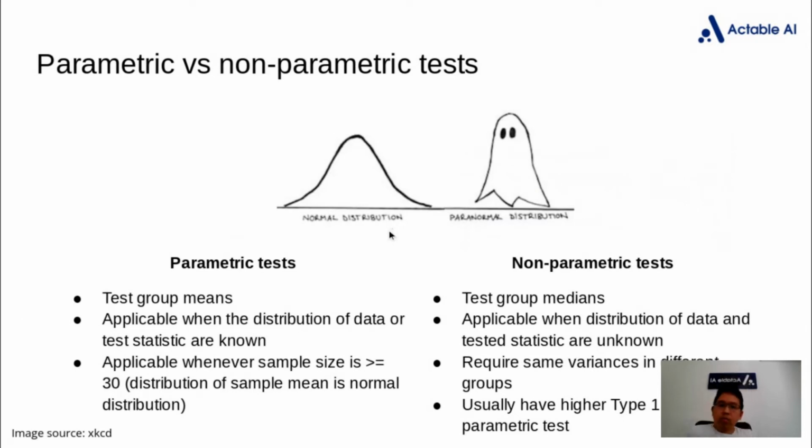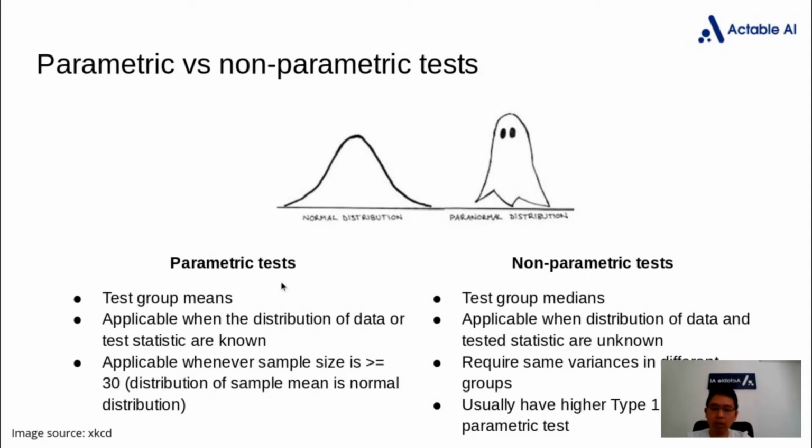And parametric versus non-parametric tests. Here, if we know the distribution of the test statistics or the distribution of the data, or they have a normal distribution like on the left here, then we can choose a parametric test. Otherwise, choose a non-parametric test. And we should also remember that parametric tests are for the group means, while non-parametric tests are for the median. That's the difference, right?